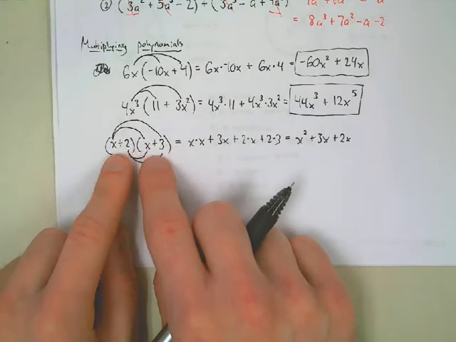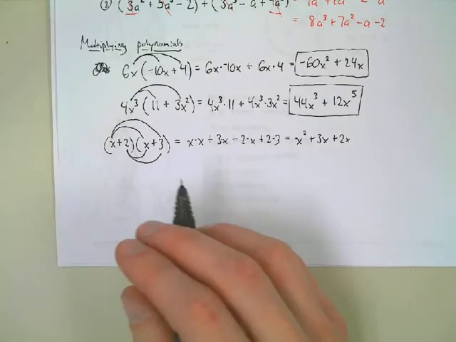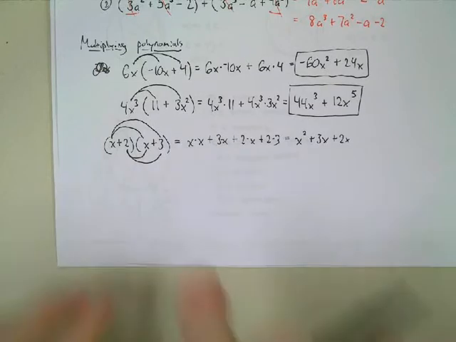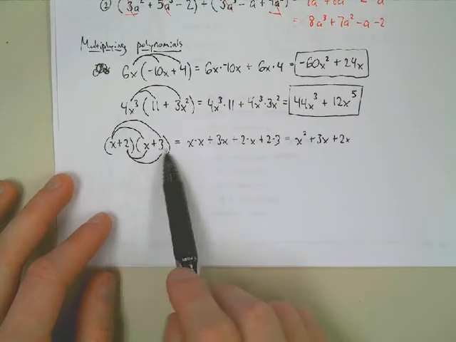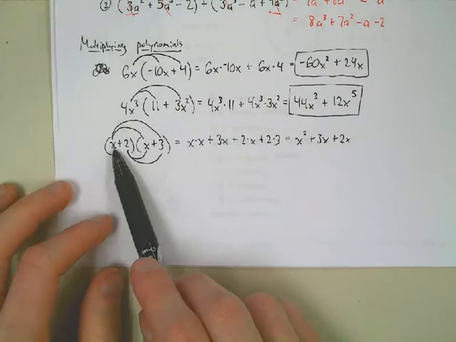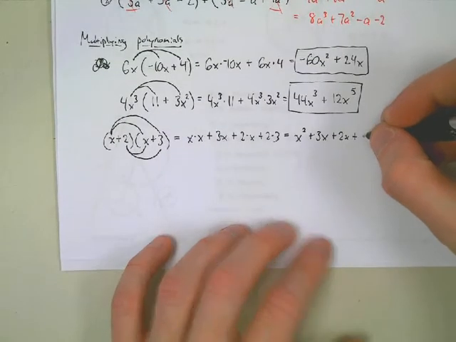And I like to do it systematically. So x times these two, and 2 times these two. And then 2 times 3 is 6. And then are there any like terms to combine here? Yes, there are. What are like terms? 3x and 2x, and so that becomes x squared plus 5x plus 6.